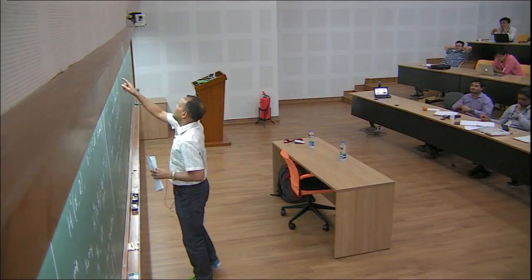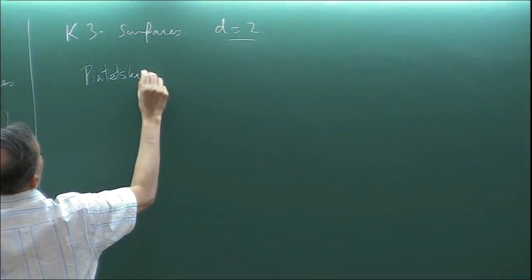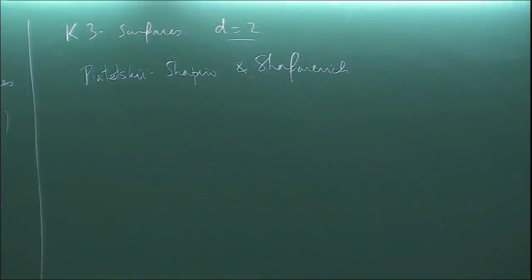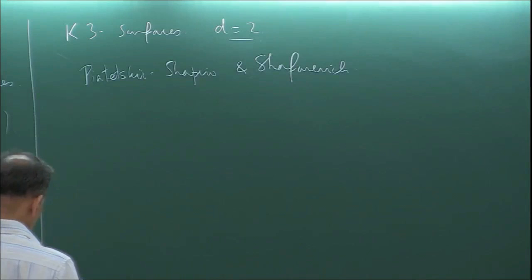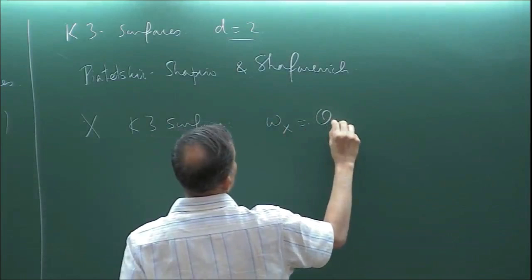Okay, so now I move on to d equal to 2. The theorem here was done by Piatetsky-Shapiro and Shafarevich. Really, the proof might have had a few gaps, but it was fixed by many people, and not serious ones, I think. So what's a K3 surface? X is a K3 surface if the canonical bundle omega is trivial and it's simply connected.